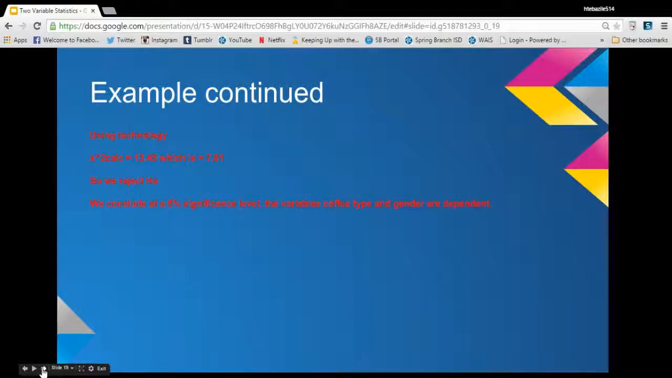Using technology, I found that χ²calc is 13.45, which is greater than 7.81, and so we reject H0, which means that we conclude at a 5% significance level the variables coffee type and gender are dependent.